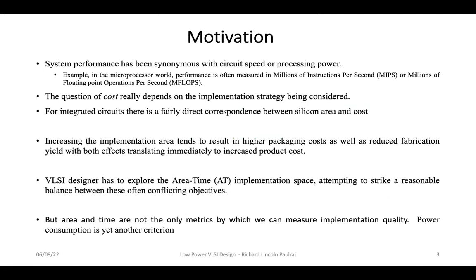Okay, so system performance has been synonymous with circuit speed or processing power. So whenever I say performance, it means that I am comparing it with speed or processing power. Let's take the example of a processor, right? Processors usually operate at speeds of gigahertz. As the number increases, let's say it's 3.5 gigahertz, when I compare it to another processor with 4 gigahertz, I can say that this 4 gigahertz processor is able to calculate many things per second, right?